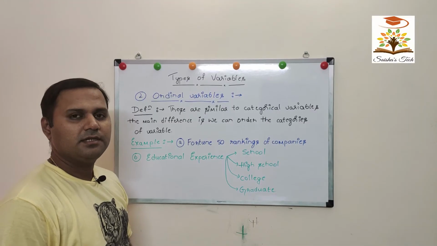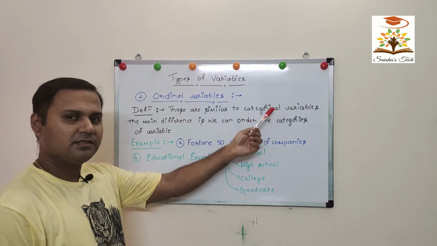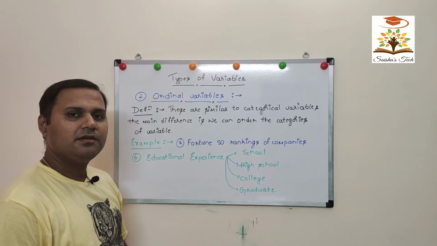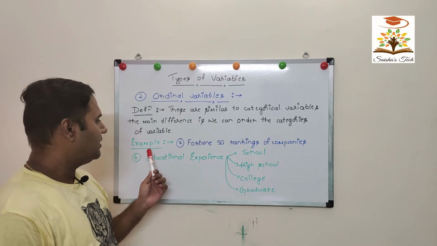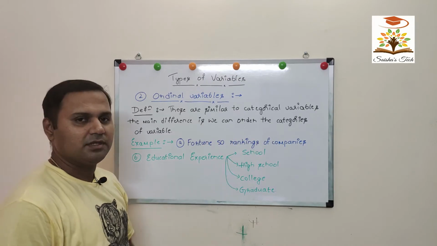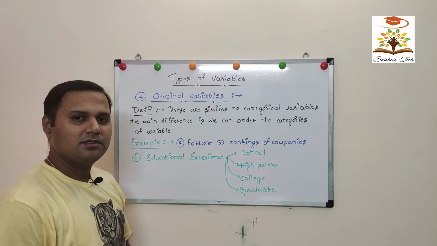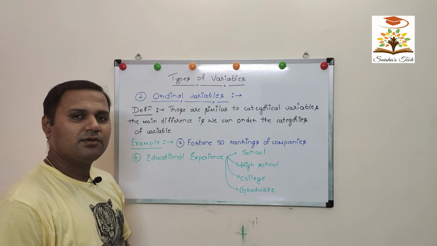The second variable type is ordinal variables. These are similar to the categorical variables, but the key difference between the categorical variable and the ordinal variable is the categories of the ordinal variable can be ordered in ascending or descending order. Example, Fortune 50 rankings of the companies. The ranking of the companies might be provided on different parameters like growth, revenue, vision of the company and so on. Here we can order the rankings from 1 to 50.